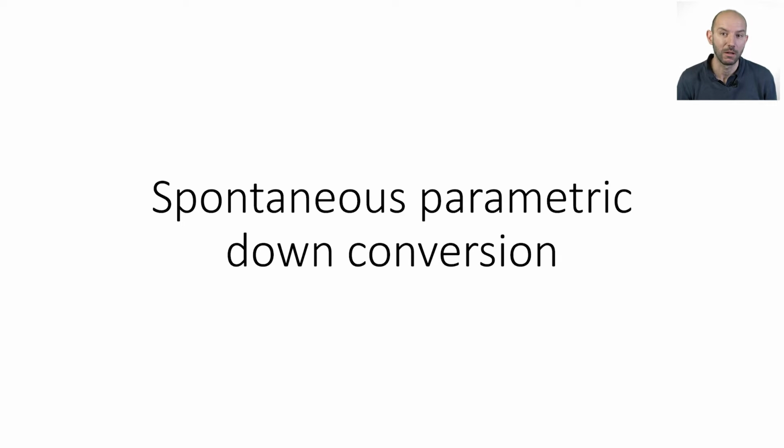In the first modules we discussed basically what individual photons are, how they interfere, and we also discussed the property of entanglement. And now we are going to discuss one method that can be used to create these entangled states, which is called spontaneous parametric down conversion. What is this all about?